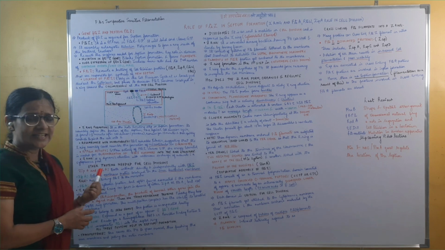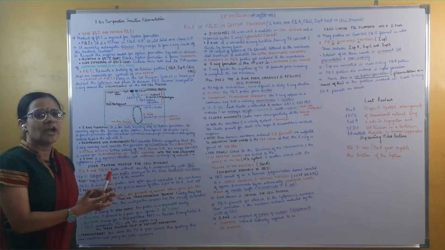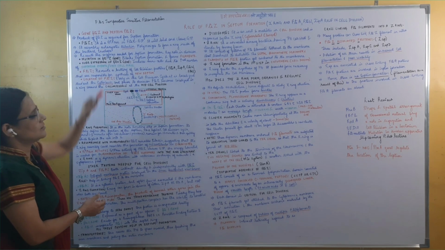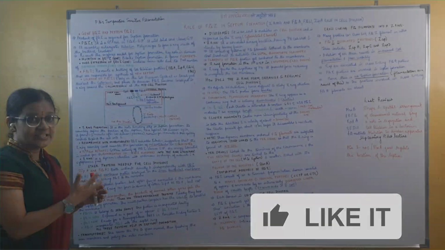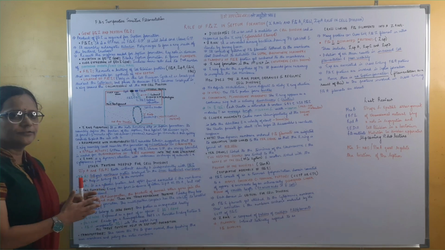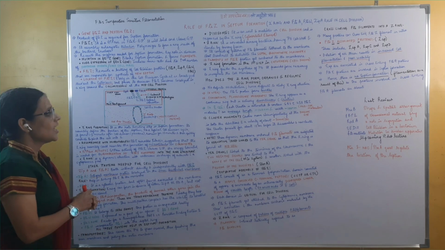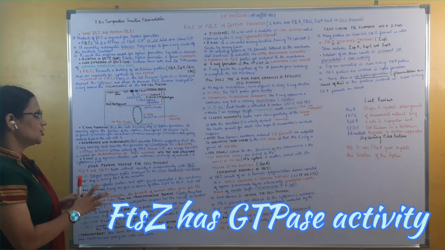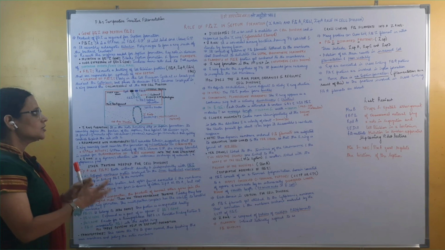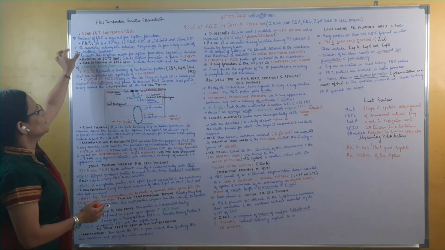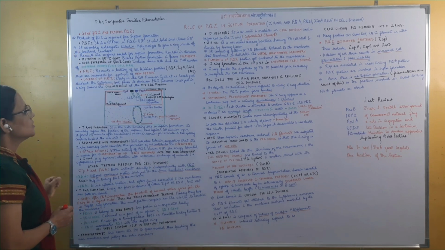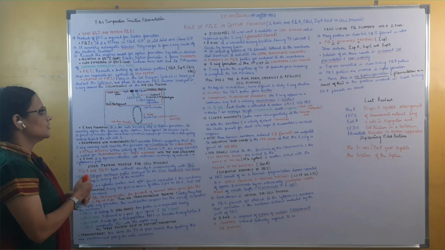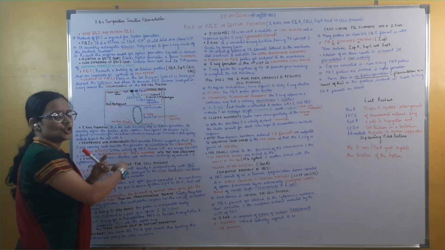Now this FtsZ protein actually has a cleavage activity. It is a GTPase. So this FtsZ protein will cleave a GTP molecule and the energy liberated from this GTP molecule will be utilized for the polymerization of FtsZ. So this is the key protein which is involved in forming a ring shape.